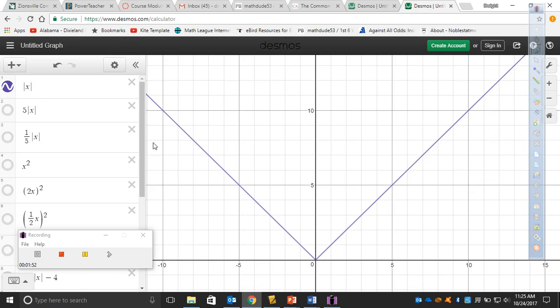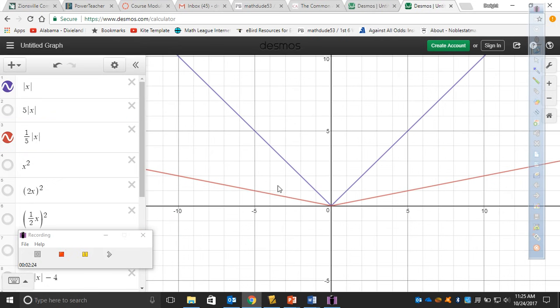So pulling this up again, this is my parent graph, and a vertical stretch is like taking the actual graph itself and pulling it vertically, pulling it upward, and it would look like this. It's going to make it skinnier. So a vertical stretch makes it skinnier. Now this next one, 1/5 times the absolute value of x, is going to be a vertical shrink. Think of pressing down on the original parent graph. That's going to make it wider, kind of flatter. So I'm pressing down the original one, shrinking it, and I get this as my new graph. So that's the vertical shrink and the vertical stretch.